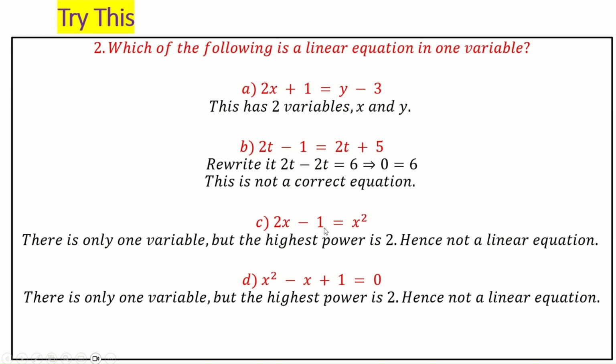2x minus 1 equal to x square. There is only one variable, but the highest power is 2, so it's not a linear equation. It's a quadratic equation. Same thing here, x square minus x plus 1 is a quadratic equation, not a linear equation.